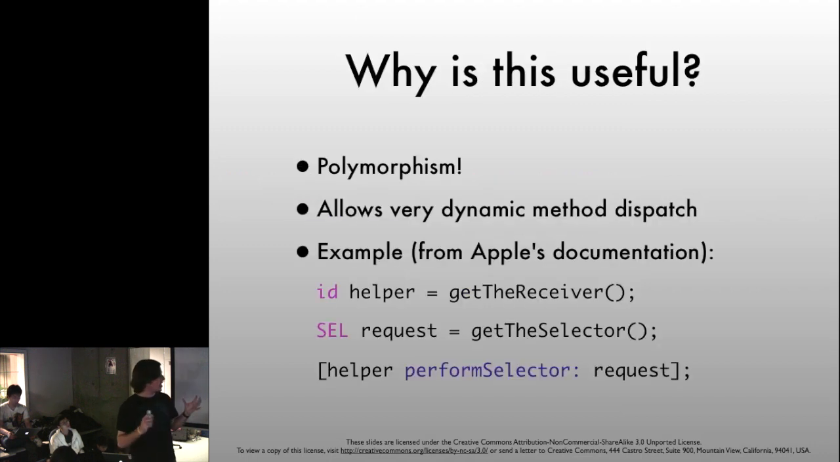Okay, so that's kind of a fairly esoteric example of what you can use selectors for. Like I mentioned before, they're really quite useful for enabling polymorphism and really very dynamic method dispatch. This is an example from Apple where we have some function that generates an object, and we have some other function that generates a selector. And at compile time, we don't know what object we're going to send the message to, let alone what message we're going to send. But yeah, we can do it. So this is really useful if you need a lot of dynamism and you can swap out objects underneath and have these methods get called very, very dynamically.